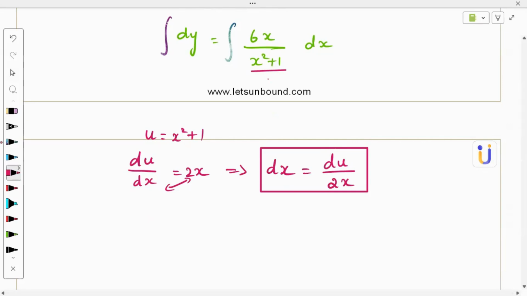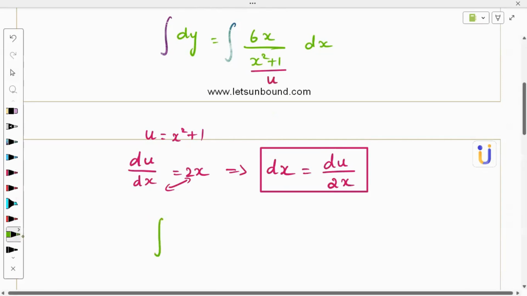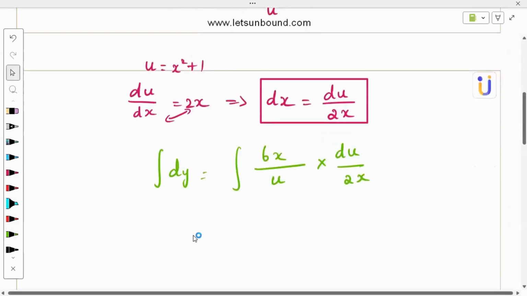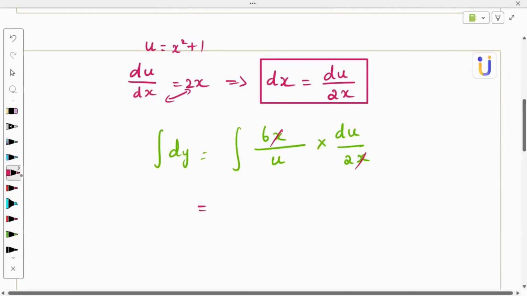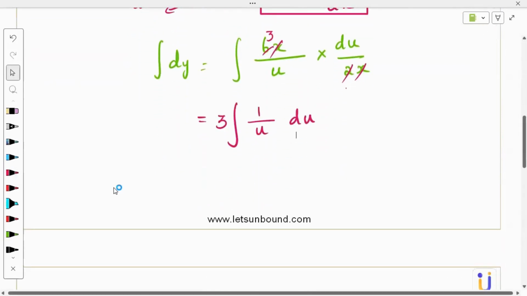I'm going to replace my x square plus 1 with u. So let's try. Integral dy equals integral 6x, let it be as it is, x square plus 1 we have changed to u, and dx we have an expression, which is du by 2x. Now let me cancel this, the x gets cancelled. So 6 by 2 is 3. Let me take 3 common. I got integral 1 by u du. This is a direct formula, which is ln u.